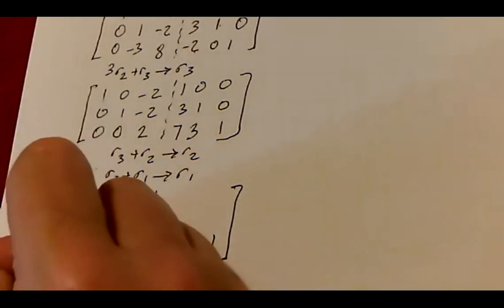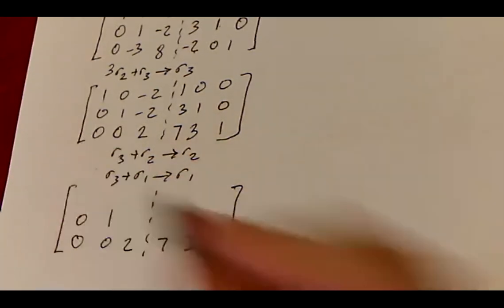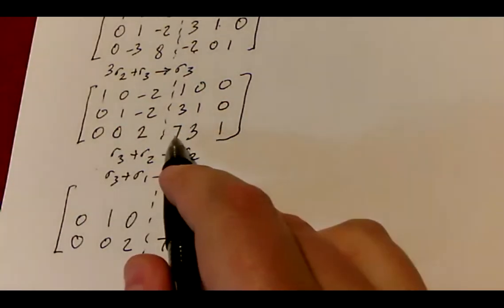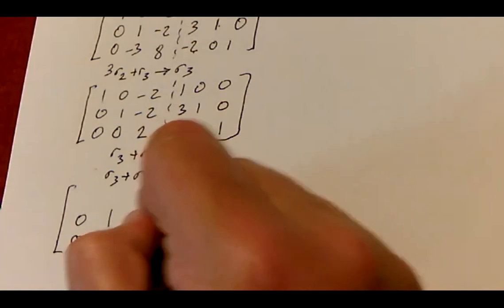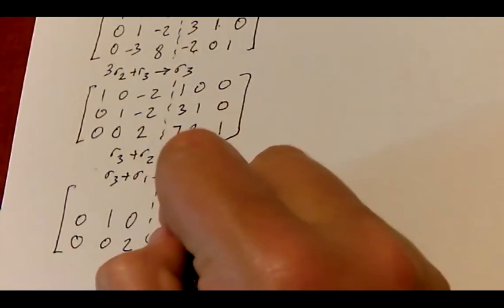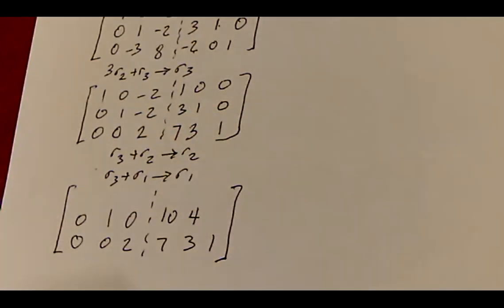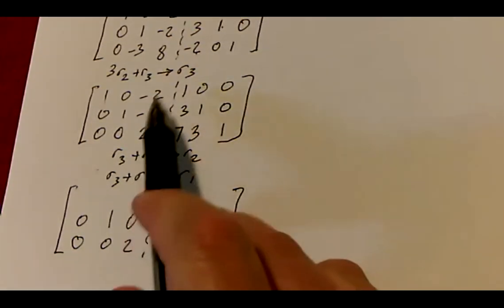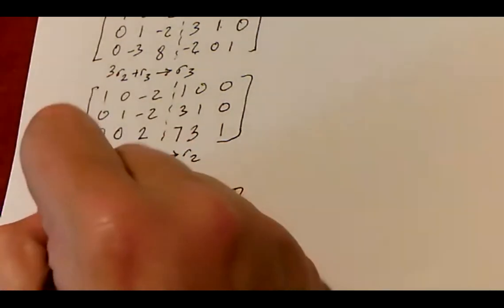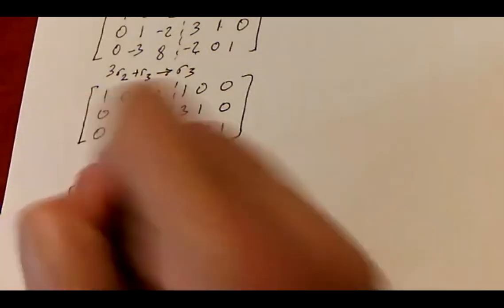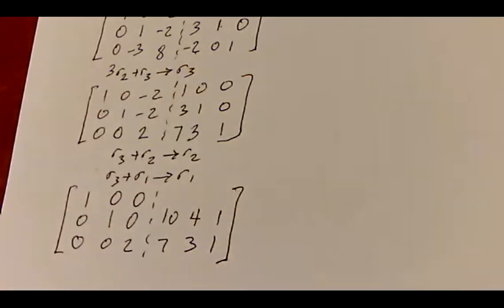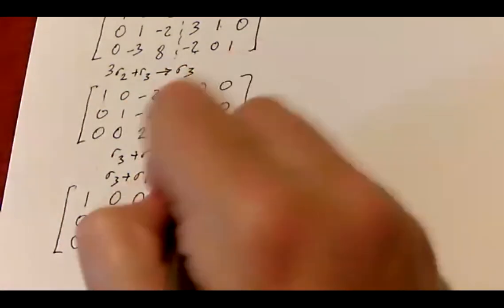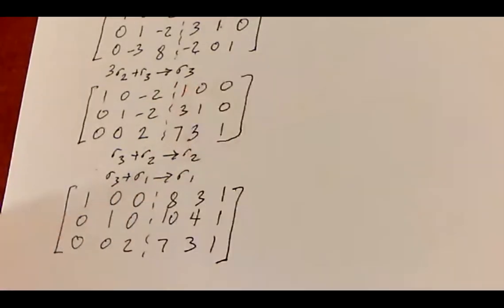So 0 plus 0 is 0. 0 plus 1 is 1. 2 and negative 2 makes 0. 7 and 3 makes 10. 3 and 1 makes 4. And 1 and 0 makes 1. Then do the same thing for row 1. So 0 and 1 is 1. 0 and 0 is 0. 2 and negative 2 makes 0. 7 and 1 is 8. 3 and 0 is 3. 1 and 0 is 1.